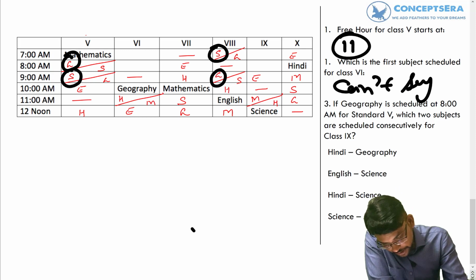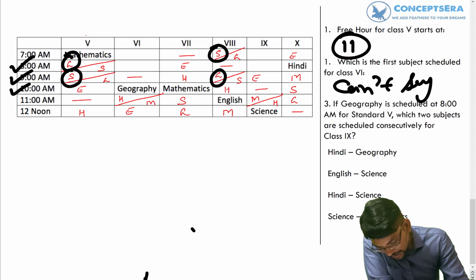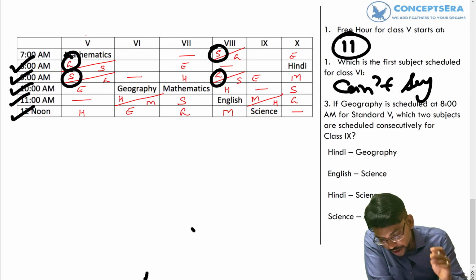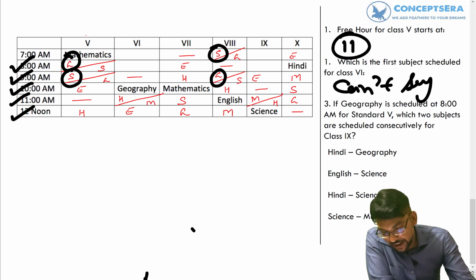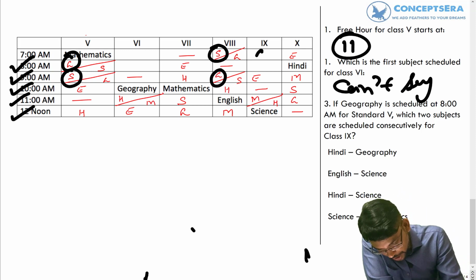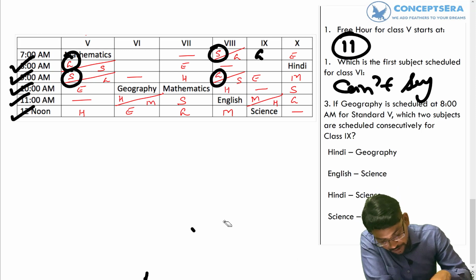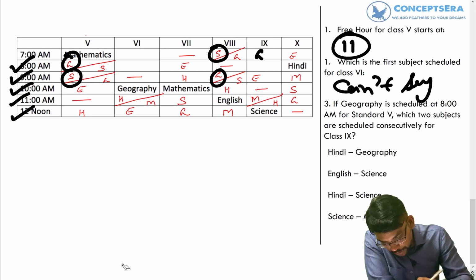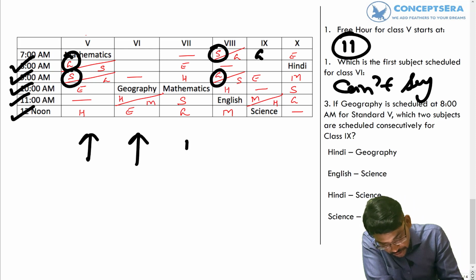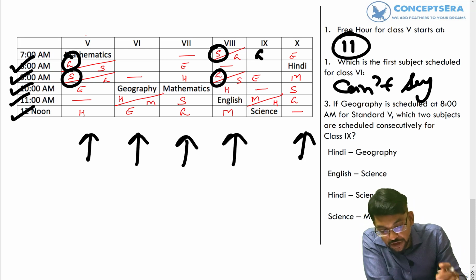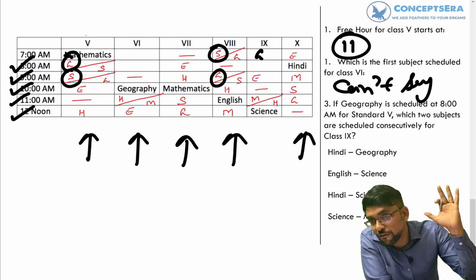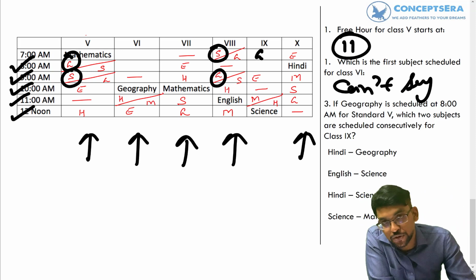Now if you see here, geography is happening at 8 o'clock, at 9 o'clock, at 10 o'clock, at 11 o'clock, and at 12 o'clock. The only place where geography is not happening is 7 o'clock. So at 7 o'clock geography is supposed to happen at this particular position. So we have fixed geography for 9th standard, because geography is in all these slots, and only one slot geography is not there. So geography is supposed to happen there.